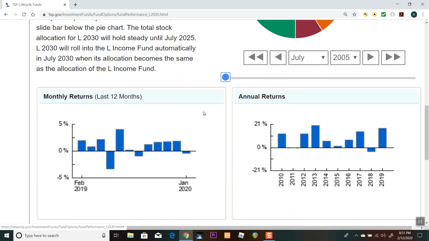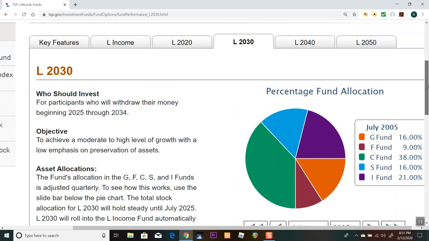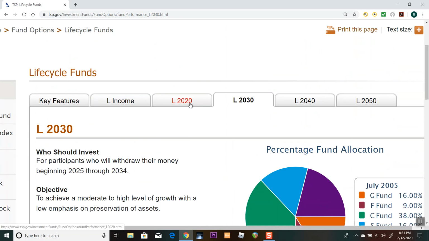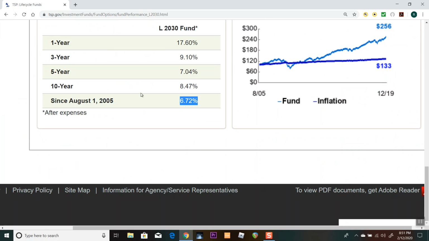So let's look at the returns. Much better returns last year. Overall better, but only 6% since the inception. So if you think about that, compared to, say, the 2020 or the L income, over time, since the inception of all of them, they were still hovering around 4, 5, 6%.